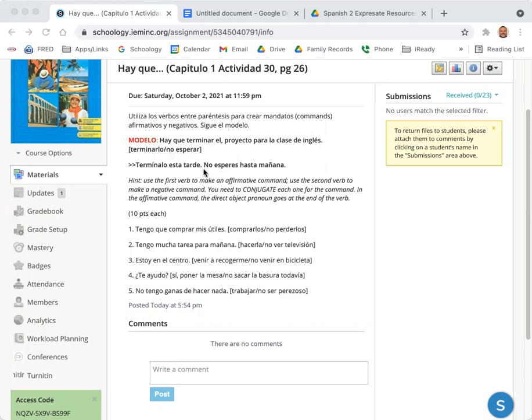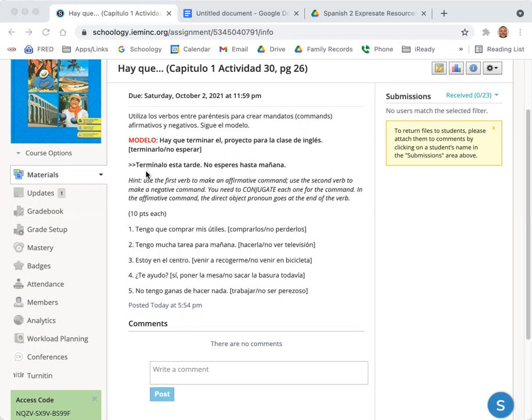So let's go ahead and get started. For each number, we're going to create two answers. The first one is a positive command, and the second one is a negative command using the verbs provided. So the first thing we have is terminarlo, to finish it. So let's command a person to finish the project. Finish it this afternoon. We can make that the answer here.